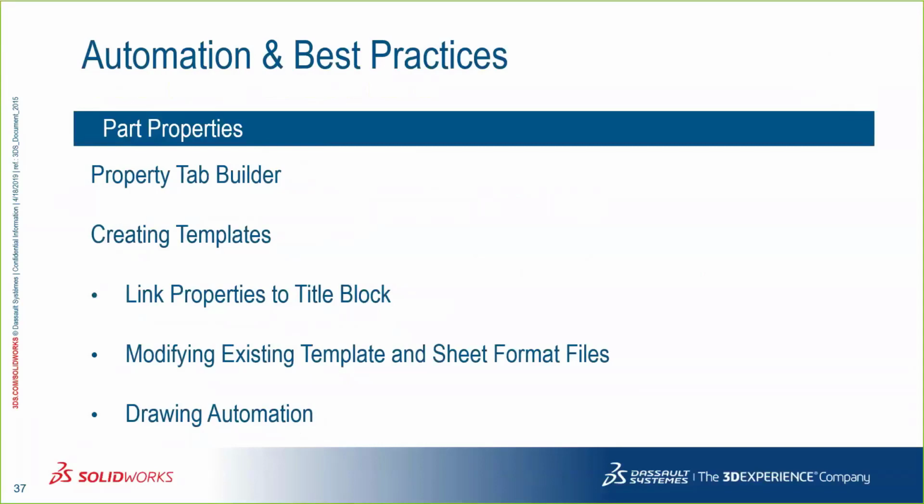Then we did some creating of templates. I showed you how to create ones purely from scratch for the most part. Then we linked some of those properties to our title block. We saved that as a template and sheet format files. Then we also made some changes to our sheet format, showed you how to reread that back into our template and then resave our template so it will be used again. Then we used some drawing automation tools using the insert predefined views. Again, right-clicking on that predefined view to insert our model is going to be key there.